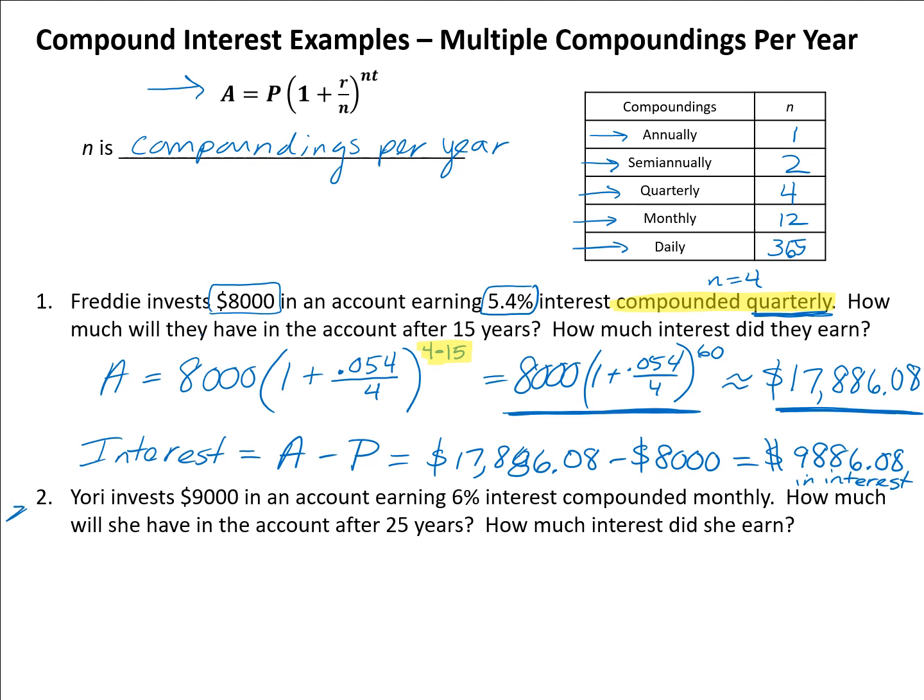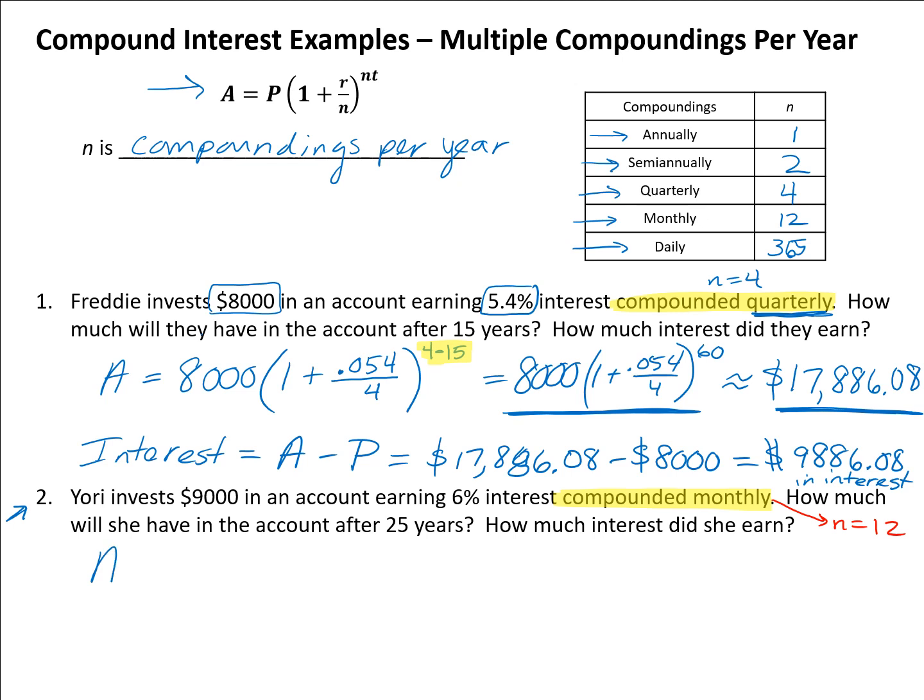Let's do another example. Yori invests $9,000 in an account earning 6% interest compounded monthly. All right, so now we have a compounded monthly scenario. So that would mean N is 12. So I'll kind of write that in here. N is 12 while I'm thinking about it. How much will she have in the account after 25 years? How much interest will she have earned?